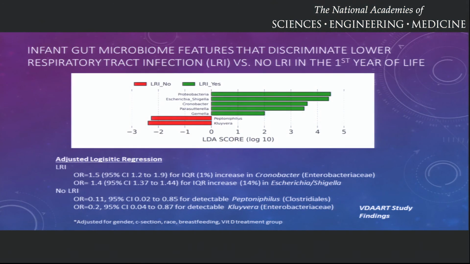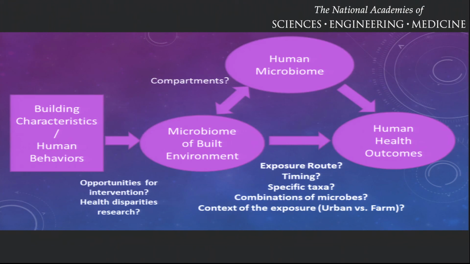Okay, and so here's just a LEfSe output. There are different options. You can show a cladogram, which is actually what Don had on his slide, or this other type of output that shows the discriminating features. So this is an analysis from our VDART study, looking at infants that got an LRI, yes, versus those that did not. And these are gut microbial taxa that discriminate the infants who ended up getting a lower respiratory tract infection, like Proteobacteria, Escherichia here, and those that discriminated infants that did not experience a lower respiratory tract infection. So again, this is just a type of analysis we could do for the microbiome of the built environment as well in relation to phenotypes.